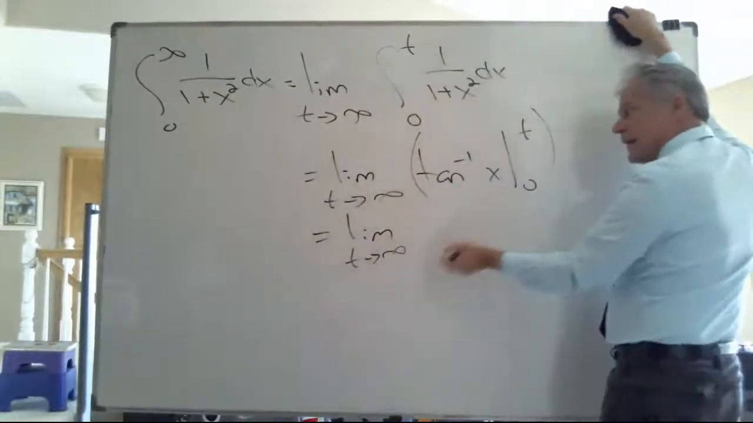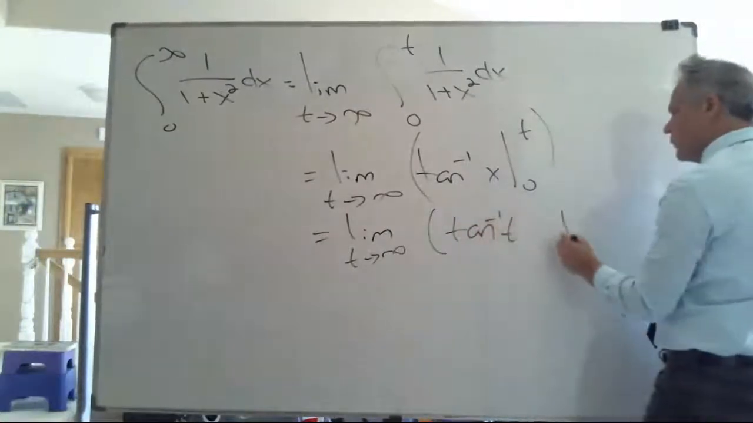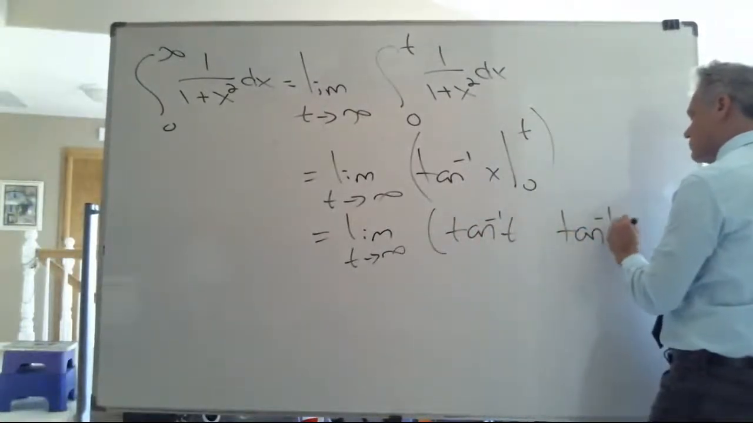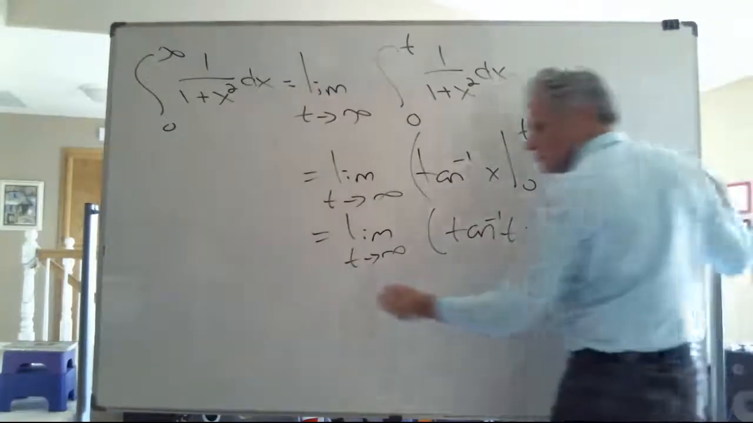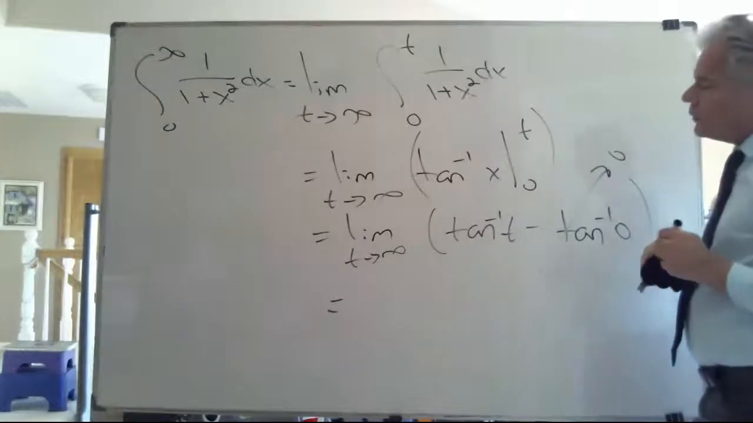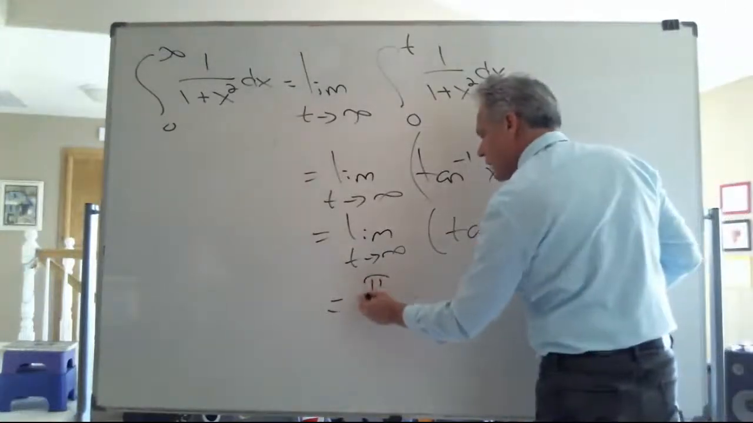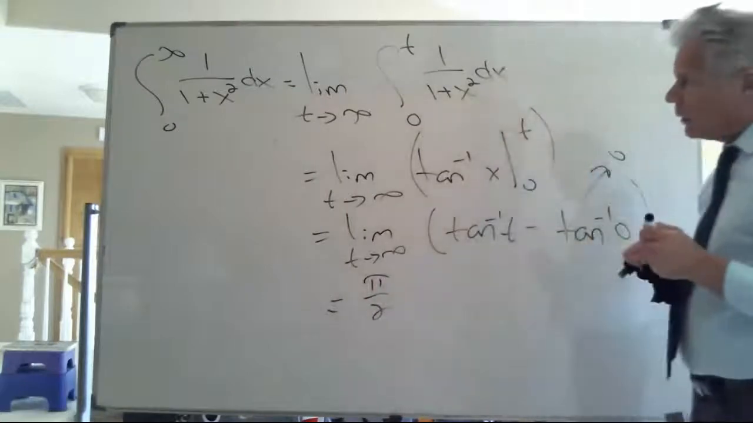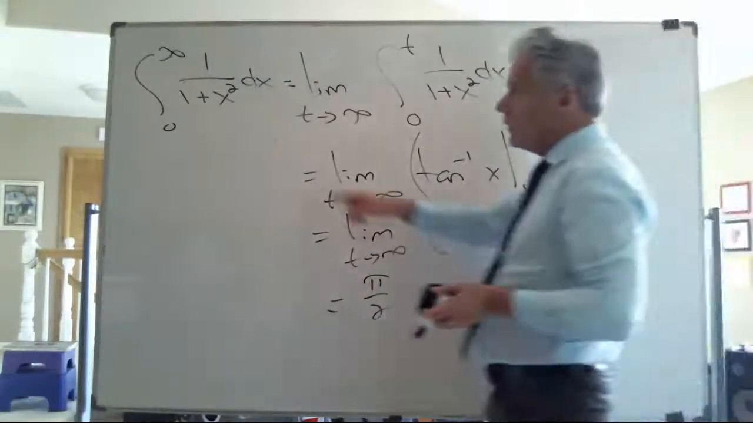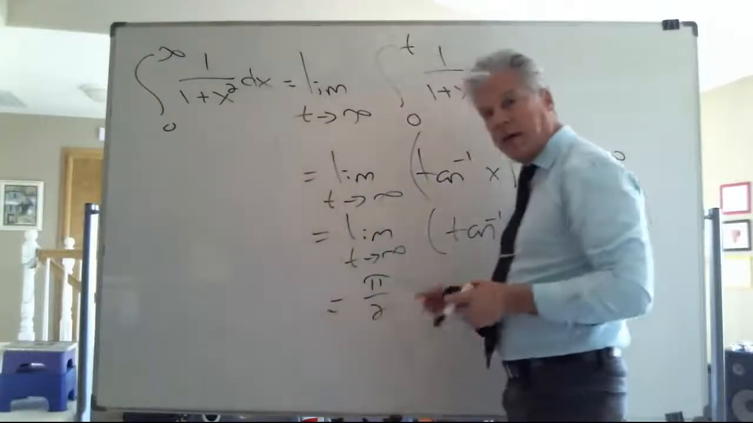I will evaluate that antiderivative at the upper bound of integration, at the lower bound of integration, and look at the difference. Of course, that second term merely goes to 0. I do think as t increases without bound, the first term is merely going to go to pi halves. That being the case, I do think this improper integral converges. And in particular, it converges to that value.